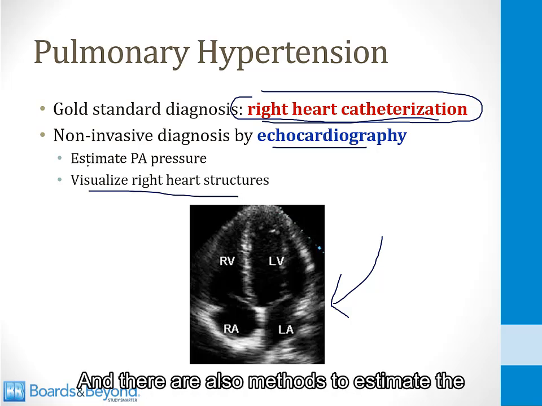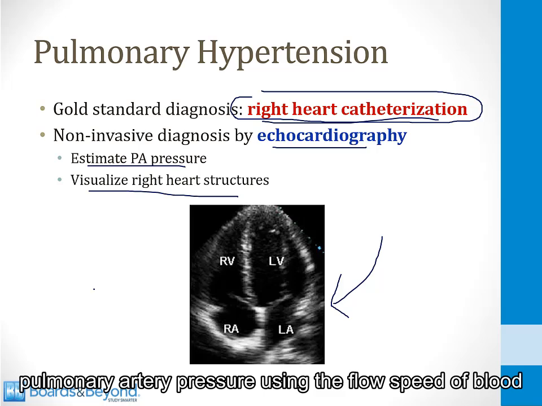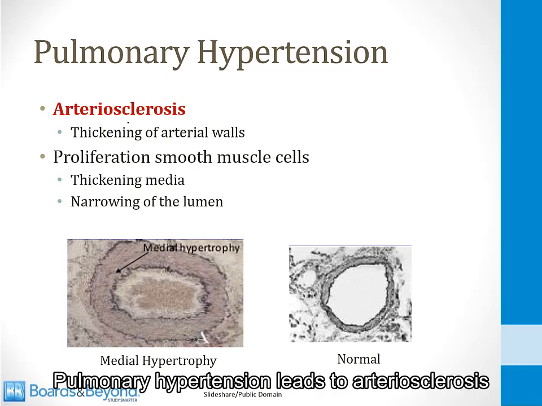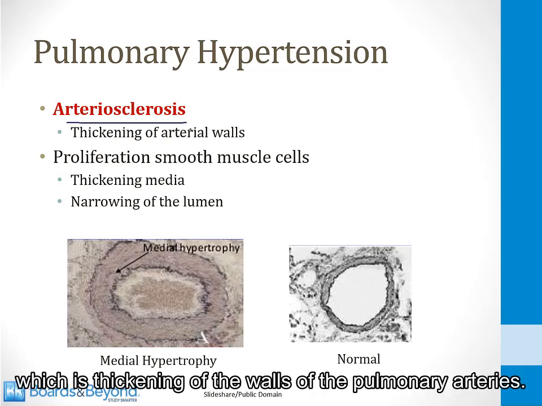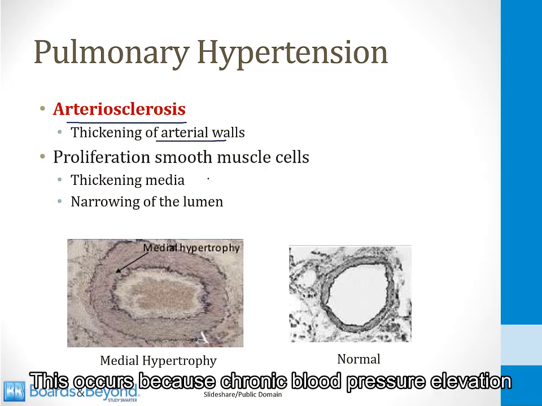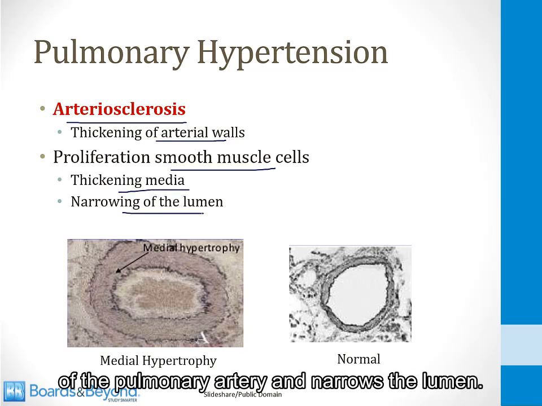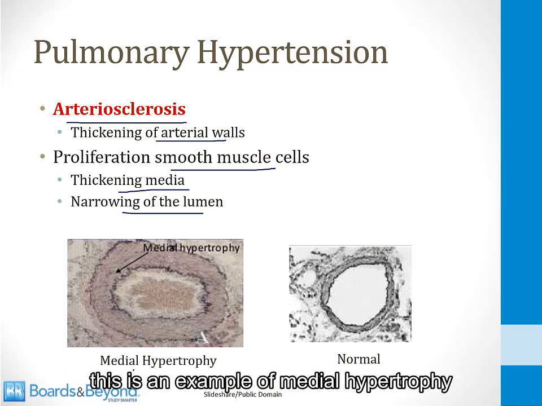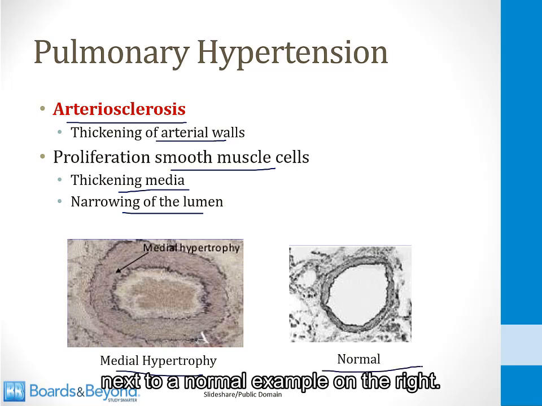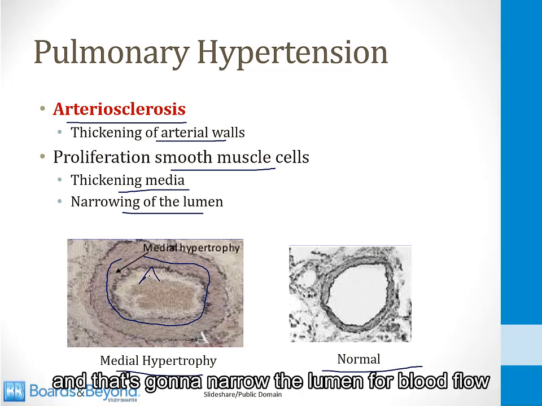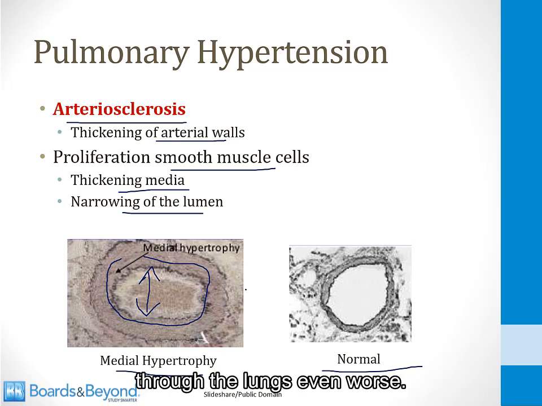And there are also methods to estimate the pulmonary artery pressure using the flow speed of blood moving through the right ventricle by echocardiography. Pulmonary hypertension leads to arteriosclerosis, which is thickening of the walls of the pulmonary arteries. This occurs because chronic blood pressure elevation in the pulmonary arteries causes smooth muscle cells to proliferate. This thickens the medial layer of the pulmonary artery and narrows the lumen. So if you look at this picture on the screen here, this is an example of medial hypertrophy next to a normal example on the right. And you can see that the medial layer here is thickened, and that's going to narrow the lumen for blood flow, which is going to make blood flow through the lungs even worse.